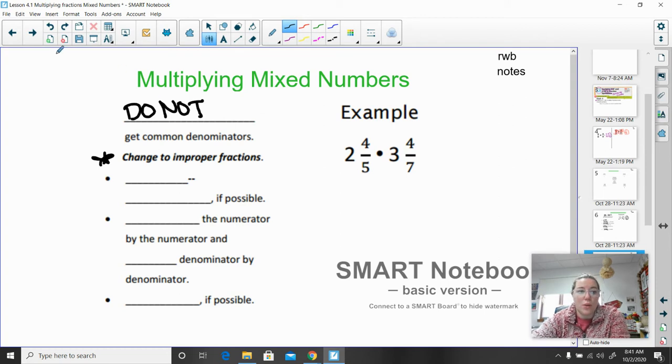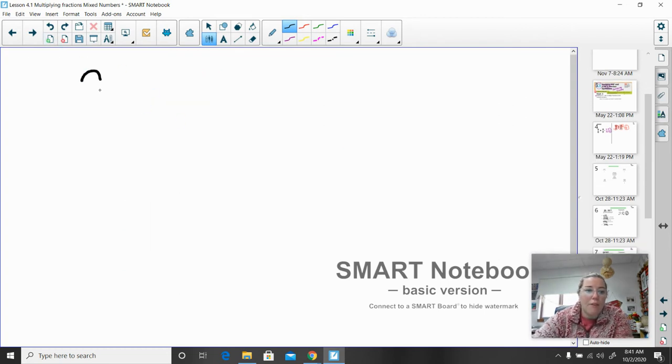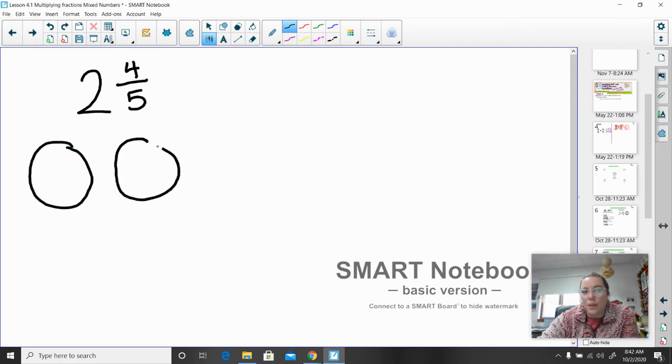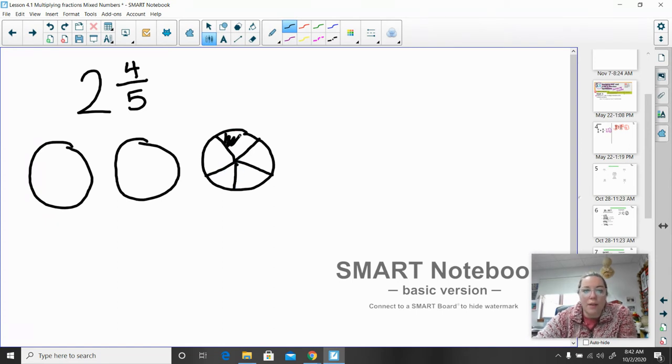So quickly, I want to show you what that looks like. If I have 2 and 4/5, and I need to change this into just a fraction, I need to get rid of this whole number. What this looks like is, because this 2, if this was a pizza, right, I would have 2 whole pizzas, and then I have 4/5 of a third pizza. So I'm going to try my hardest to turn this into fifths. Hey, that wasn't bad. And I don't have this piece. Maybe I should color the ones I do have. That makes more sense. So I have 4/5 of this pizza, right?